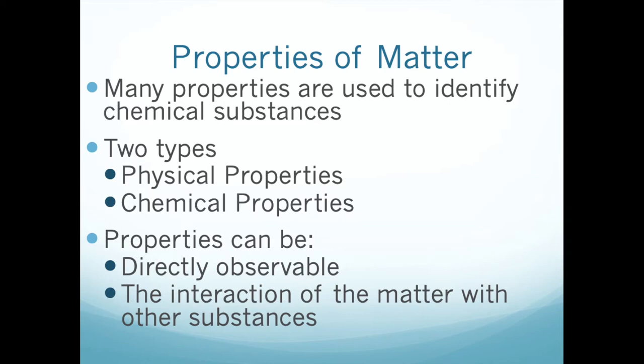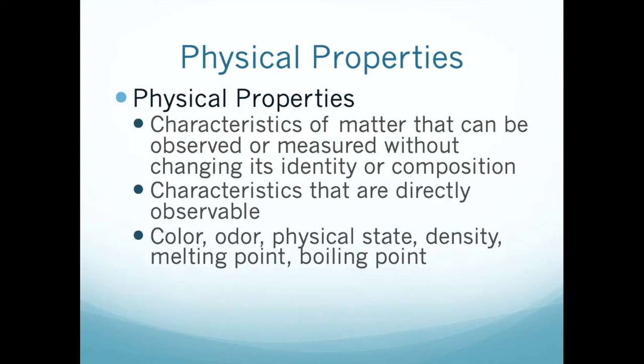Okay, now these properties, as I pointed out, are directly observable. You can measure them, you can observe them. Sometimes it involves the interaction of other substances with your material to notice this. This is especially the case in chemical properties, which I'll get into in a second. Okay, so let's talk about physical properties first.